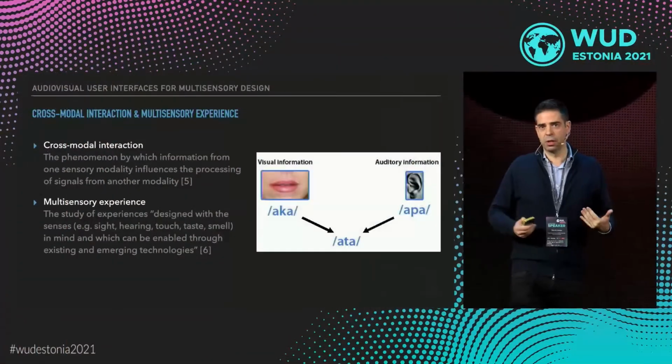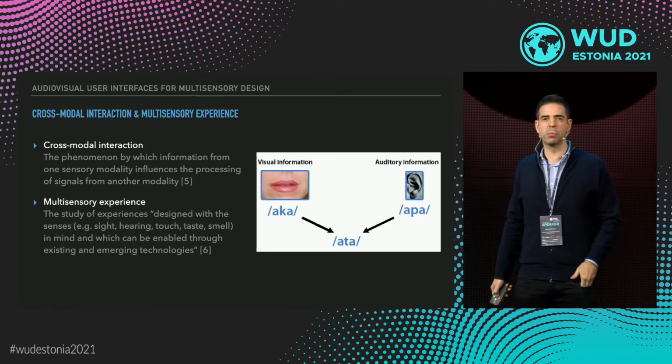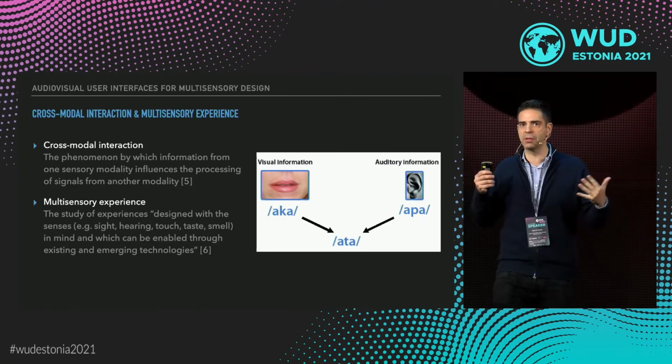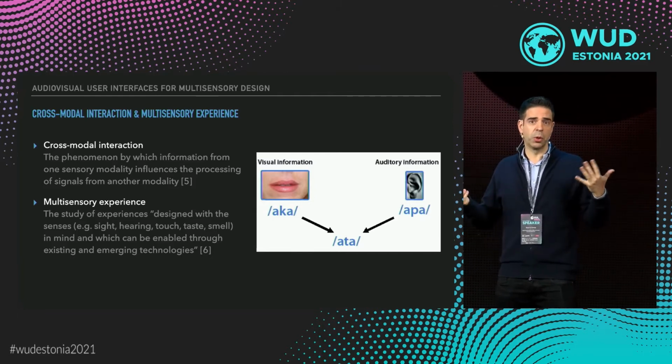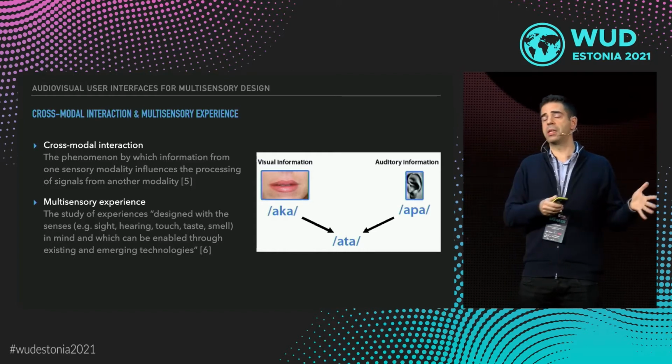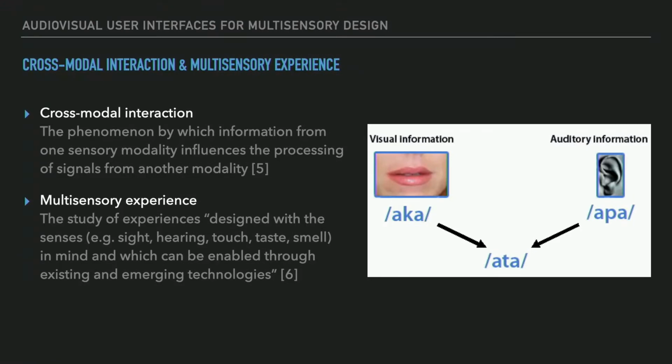Now, let's talk a little bit more about psychology and cross-modal interaction. The field of cognitive psychology has been exploring this phenomenon of cross-modal interaction. There are all these interesting effects, like the Kiki-Bouba, that happen in our brain when different modalities emerge, specifically sound and image, which is the topic of this talk. So what is cross-modal interaction? It's the phenomenon by which information from one sensory modality influences the processing of signals from another modality. So we saw the Kiki-Bouba effect.